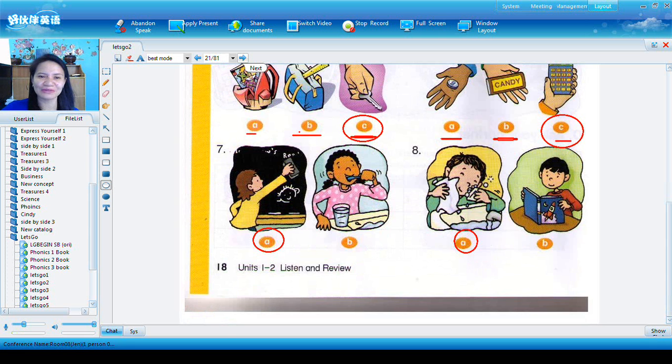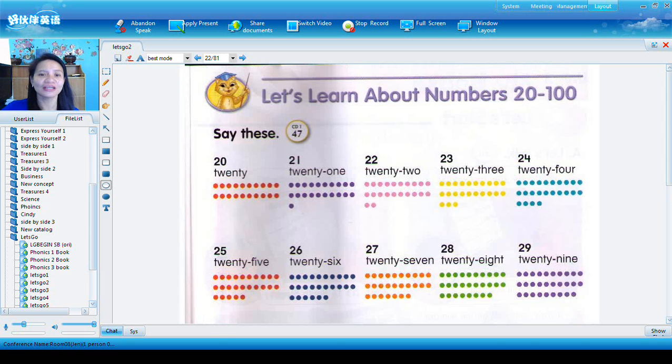Okay, now let's move and talk about numbers 20 to 100. Of course, you know how to count 1 to 10. Now let's count from 20 to 100. So here you can say twenty or you can also say twenty. Both are okay.